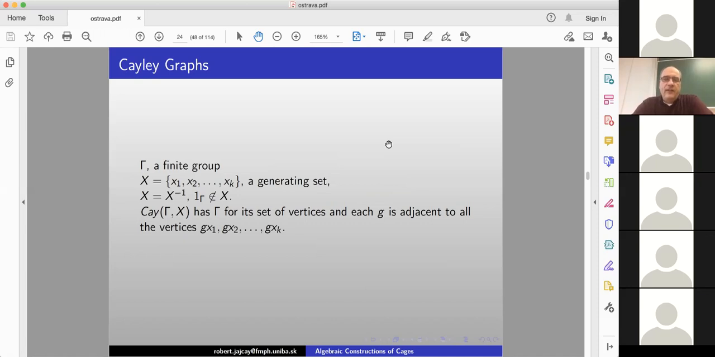All the Cayley graphs are vertex transitive, but it's a subclass that is even better understood, and it's often believed to constitute the majority of all vertex transitive graphs. So here comes the algebra.